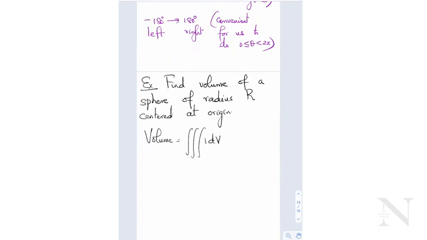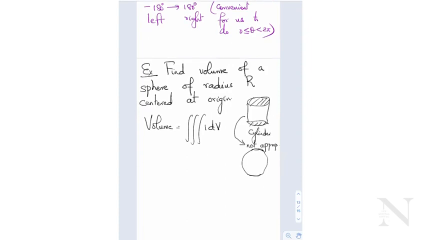You could try this using cylindrical coordinates. It's not going to be too easy because the problem with cylindrical coordinates is that it's based on two flat surfaces at both ends. This is a cylinder, this is a sphere. So if you are trying to use cylindrical coordinates here, it's going to create problems at the two ends. You could do it, but it's not appropriate. So we'll use spherical coordinates.